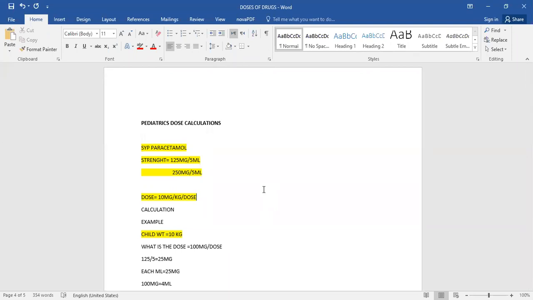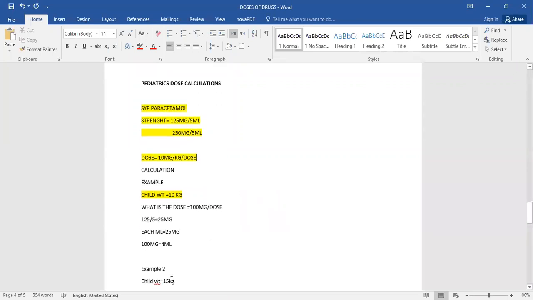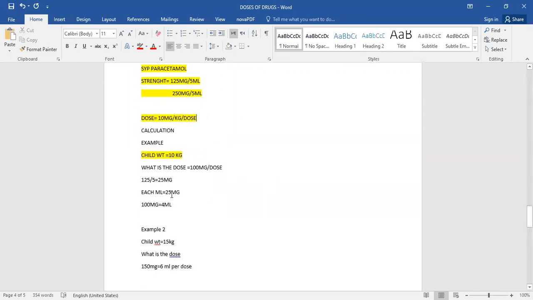Yes, clear. Okay, so here it is 25 milligram and 4 ml. For instance, I have a question. If I use this 125, all right?